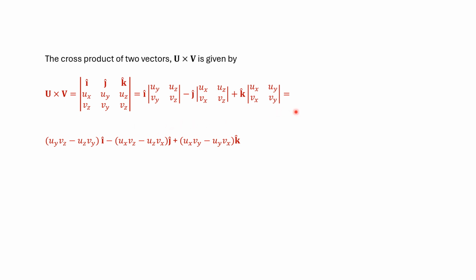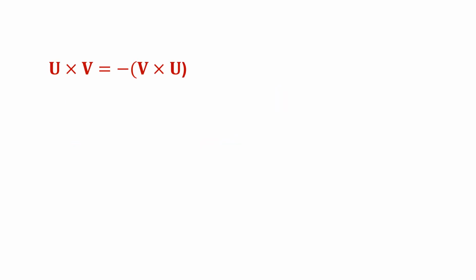expansion by minors. This is a 3x3, a little difficult to handle. Sometimes a textbook will just give this and ask you to memorize it as the answer. I like to go through the steps. It's more important that we understand where it's coming from. One little quirk is if I reverse the order of u and v, have v cross u, I get a negative sign.